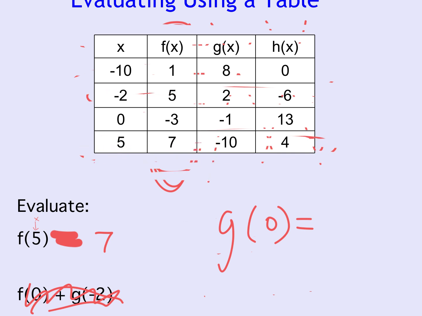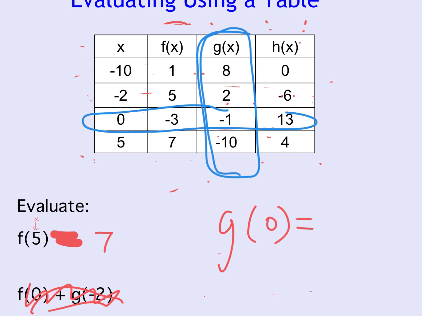If you don't get it, ask them. Where is that? How do you get that? I love hearing some people explaining it. Thank you. Here's G. Here's 0. X is 0, see? And it's negative 1. G of 0 is negative 1.